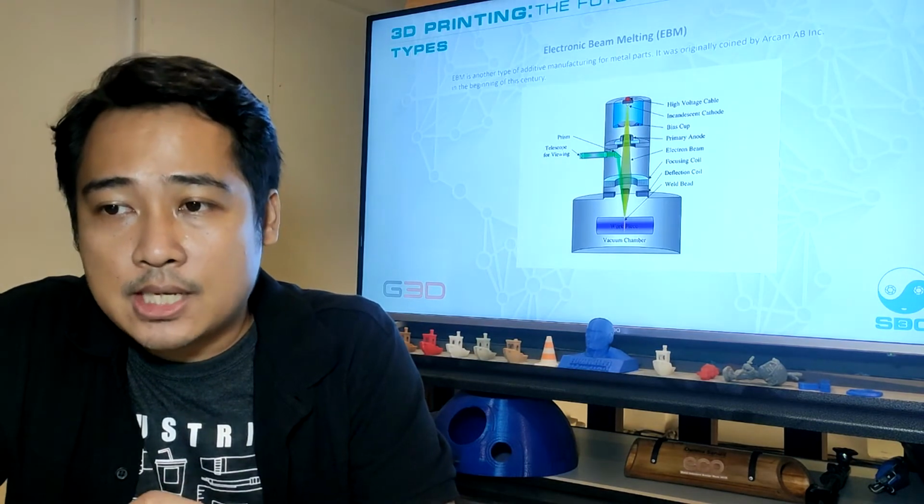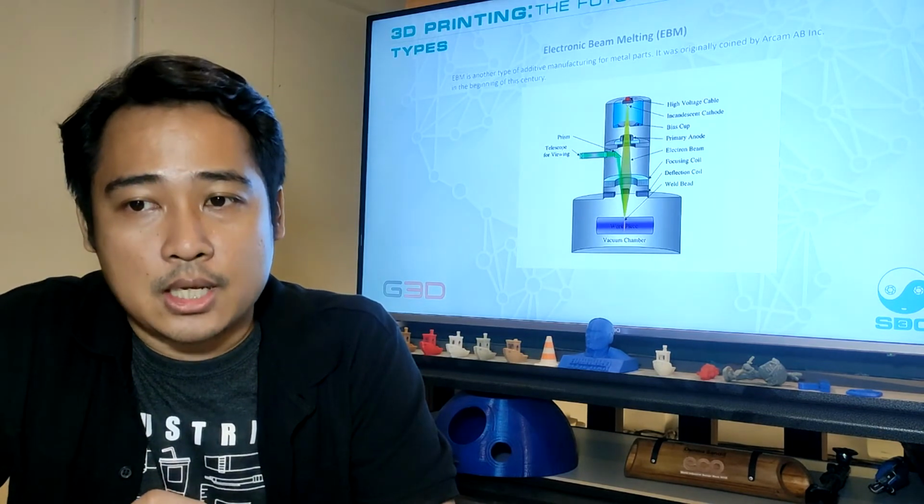So next is the electron beam melting or EBM. EBM is another type of additive manufacturing for metal parts. It was originally coined by Arcam AB Incorporated in the beginning of this century. The same as SLM, this 3D printing method is a powder bed fusion. While SLM uses a high power laser beam as its power source, EBM uses an electron beam instead, which is the main difference between these two methods. The rest of the process is pretty similar.